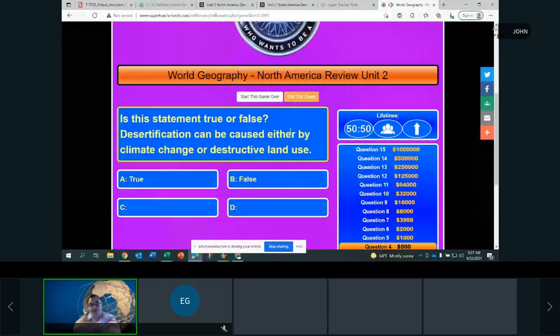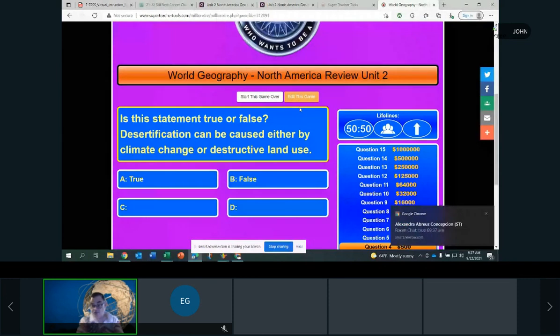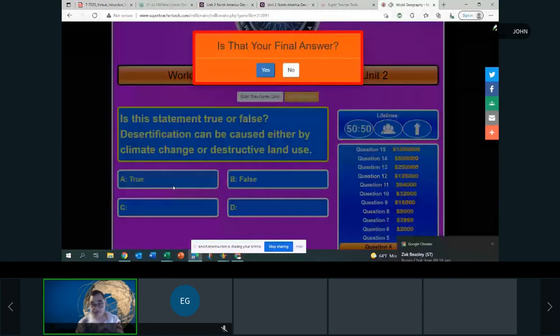Is this statement true or false? Desertification can be caused either by climate change or destructive use of land. Is it only climate, or is it climate and destructive use of land? Either one. That is also, I believe, going to be true. So I'm going to go with you guys.